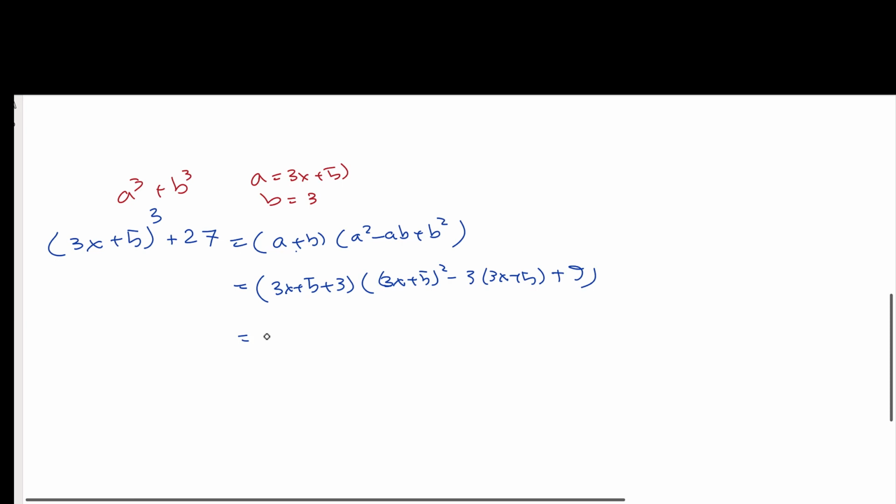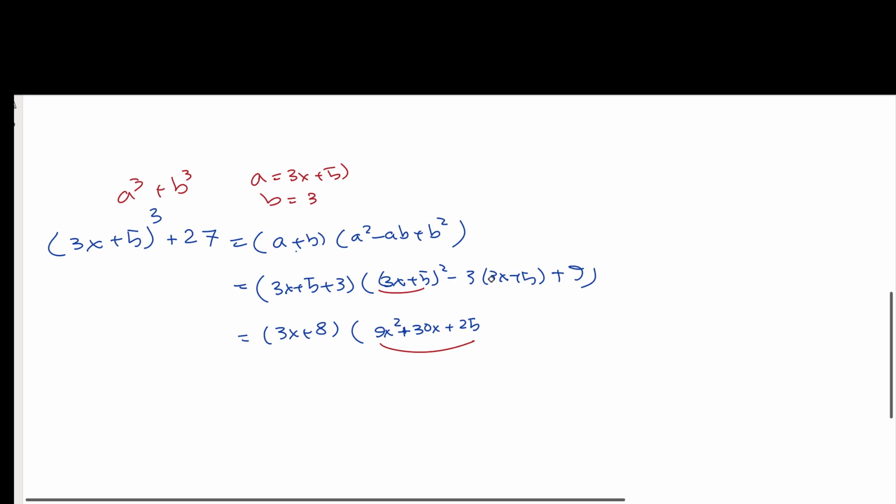You can clean this up, but this is not going to factor any further, or sometimes people keep it even that way, and that's fine also. So 3x plus 8, and then this part is going to be a polynomial expansion, so it's 9x squared, that's the first term to power 2, plus 2 times the first term times the second term, that's 2 times 3 times 5 is 30x, and then the last term to power 2, 25.